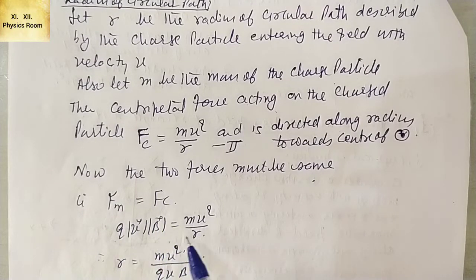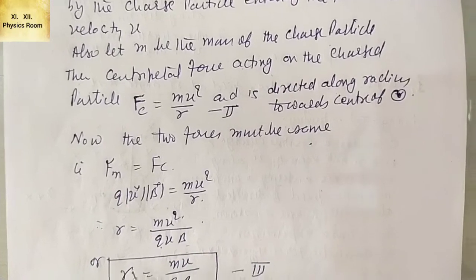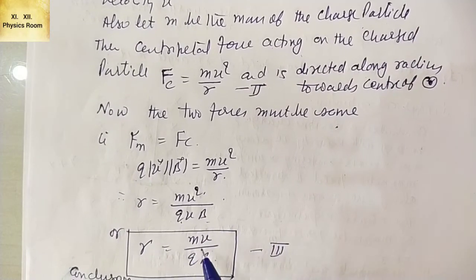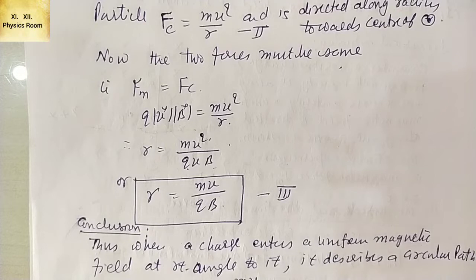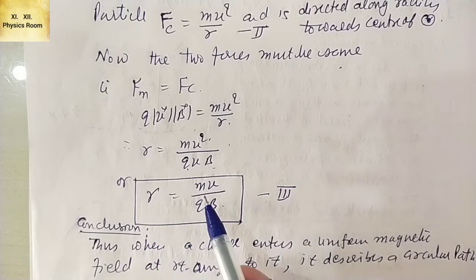So QVB is equal to mv square upon r. From here we calculate r. So r is equal to mv square by QVB. V and V cancel, we get r equal to mv by QB. Let us mark it as equation 3. The charge describes a circular path of radius r given by the expression r equal to mv by QB.